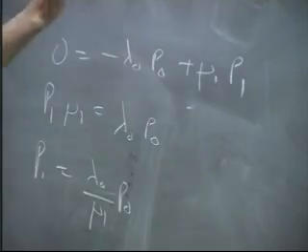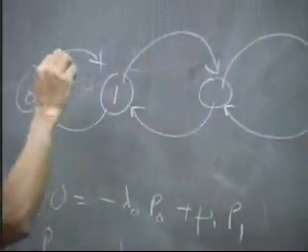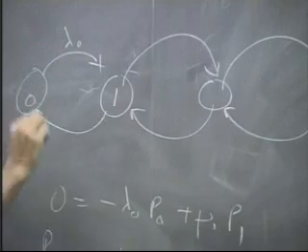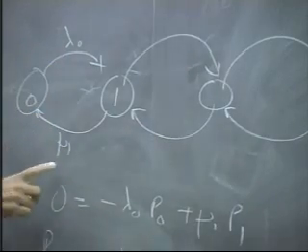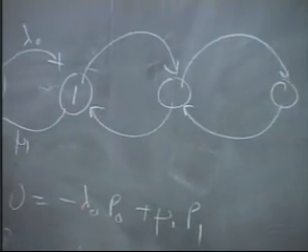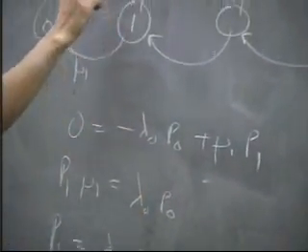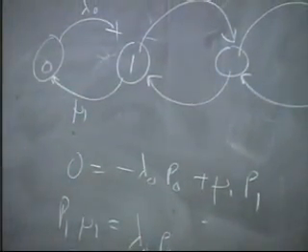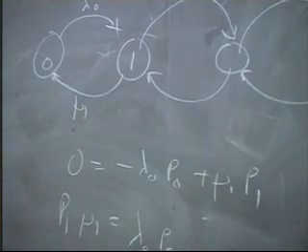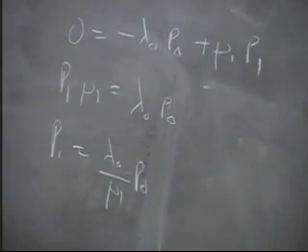Again, you can see this simply by looking at the equation over here. This is lambda 0, this is mu 1. So mu 1 p0 equals lambda 0 p0. So mu 1 p1 equals lambda 0 p0. I can just read it off from there. I just wrote it down over here. I wrote p1 equals lambda 0 by mu 1 p0.